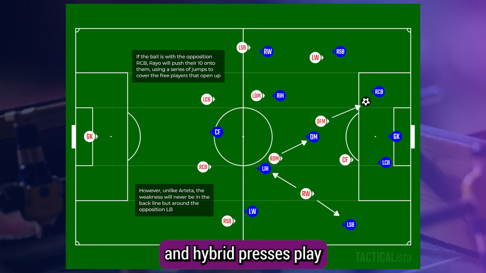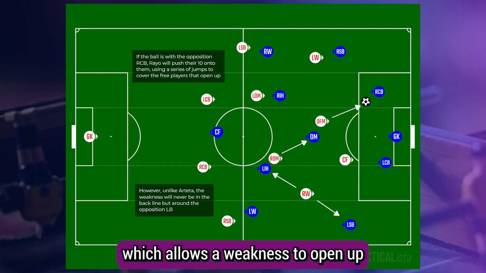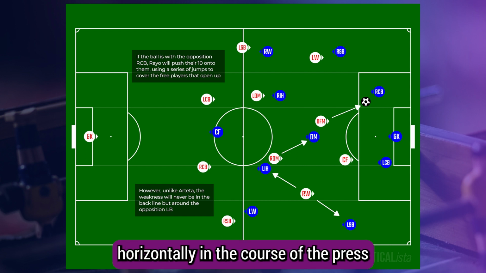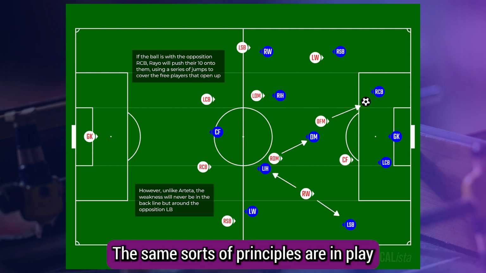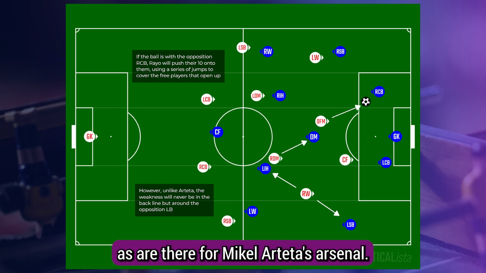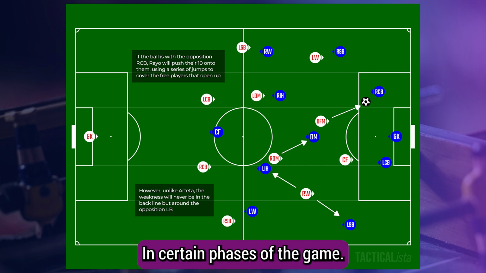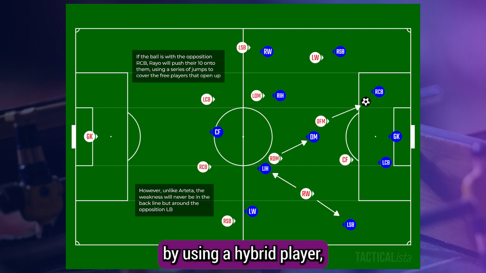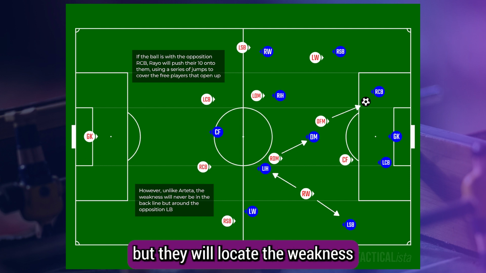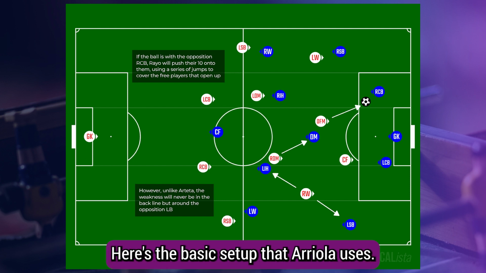Horizontally weakened hybrid presses. Andoni Iraola's Rayo Vallecano use a form of hybrid pressing, which allows a weakness to open up horizontally in the course of the press. For Iraola, the same sorts of principles are in play as are there for Mikel Arteta's Arsenal. In certain phases of the game, they will go player to player. They will do this by using a hybrid player, but they will locate the weakness in a different area to Arsenal. Here's the basic setup that Iraola uses.